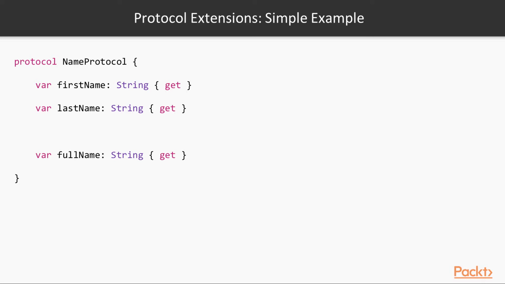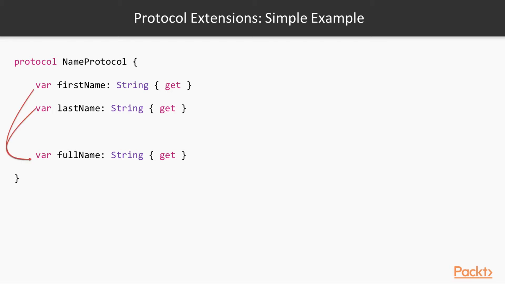First names, last names, full names, etc. Here's another similar protocol. We have a requirement that adopting types provide a first name, last name, and also a full name. We explain protocols as describing what a type can do. In this case, every type must be able to provide a first name, a last name, and a full name.